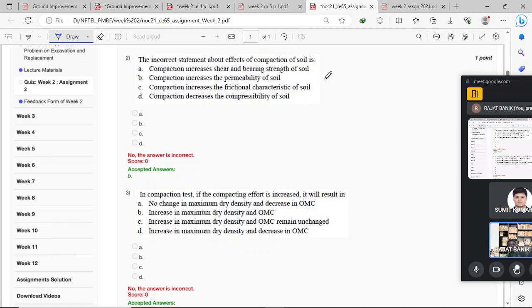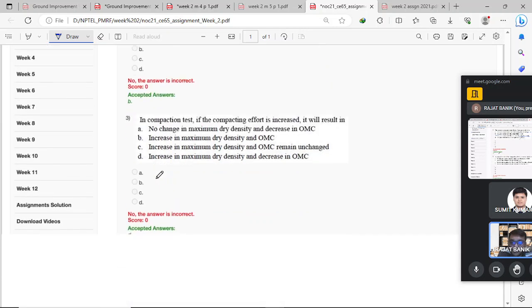We know that for compaction of soil, we use it to increase the density, reduce the permeability, and reduce the compressibility. So the correct options here are option A, option D, and option C. So the incorrect one is increase the permeability. It is incorrect because in compaction we reduce the void space, so permeability also automatically reduces. So the incorrect option here is option B. So the answer is option B.